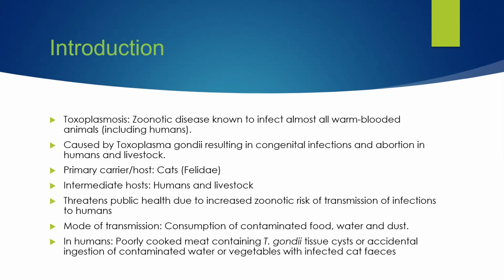The parasite threatens the welfare of animals and public health due to the increased zoonotic risk of transmission to humans, as it is transmitted via consumption of contaminated food and water, or being in contact with contaminated dust. In humans, this parasite can be transmitted by ingesting poorly cooked meat containing parasite tissue cysts or being in contact with contaminated water or vegetables.